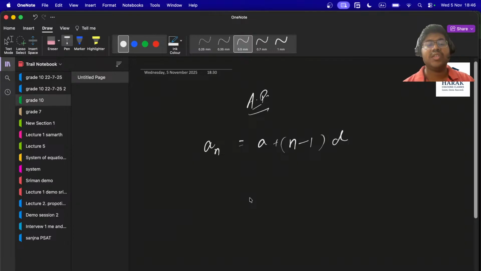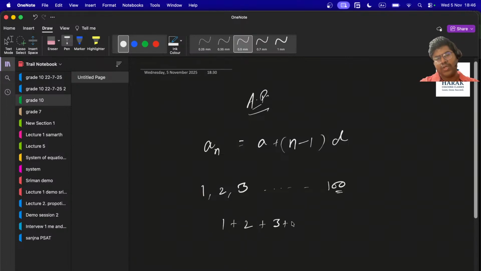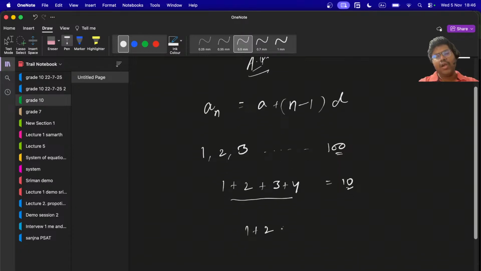Or think of another scenario: you have the numbers 1, 2, 3, and I want to know what would be the 100th number. Then I simply use the AP concept which I learned in the last class, right? But if I ask you to add 1 plus 2 plus 3 plus 4, this seems easy because I can simply add them and I know this is equal to 10. But let's say I want to add 1, 2, 3, 4, 5, 6 and so on up to 100. Then should I do it manually? Isn't that not a good idea? Because if we add manually, it will not work.